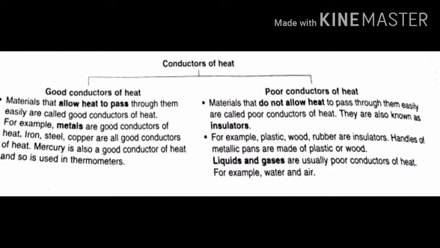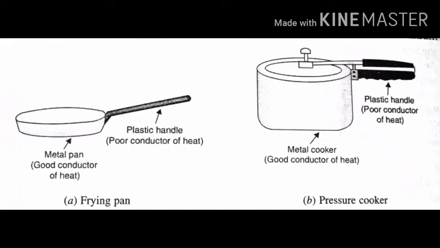Liquids and gases are usually poor conductors of heat. For example, water and air. These two are poor conductors of heat. For example, the cooking utensils are made of metals. This is because metals are good conductors of heat, which transfer the heat from the gas stove to the food placed inside the utensils. The cooking utensils are provided with handles made up of what? Yes, insulator or poor conductor.